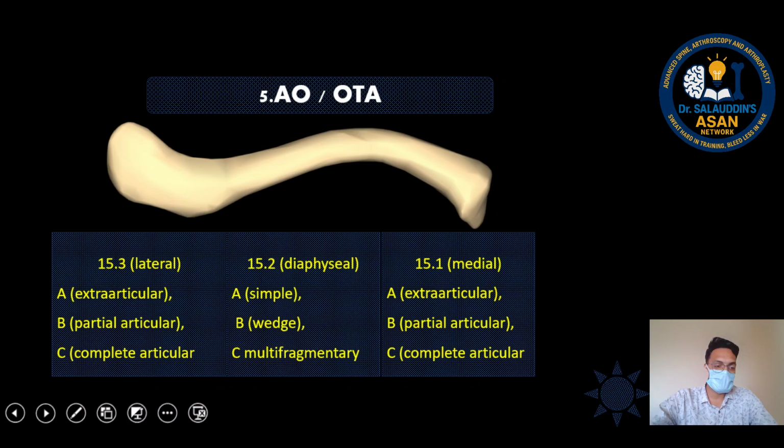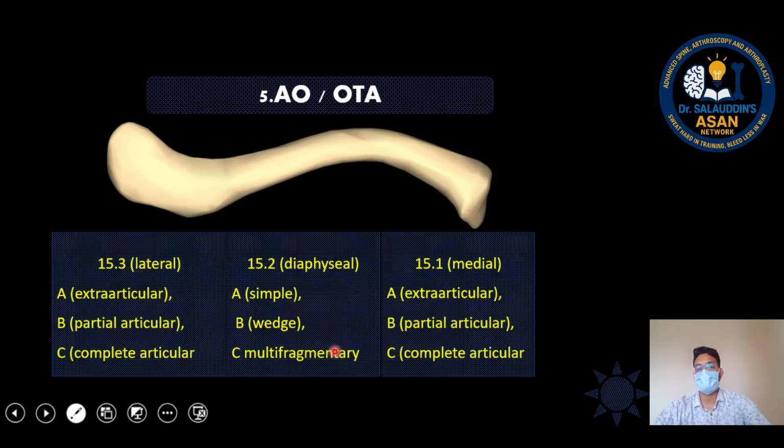So the difference comes in the shaft, where the shaft is divided into A, B, C, where there is a simple fracture or a wedge fracture or a multifragmentary or comminuted fracture. So this is a simple universal AO classification for clavicle. The number is 1 5.